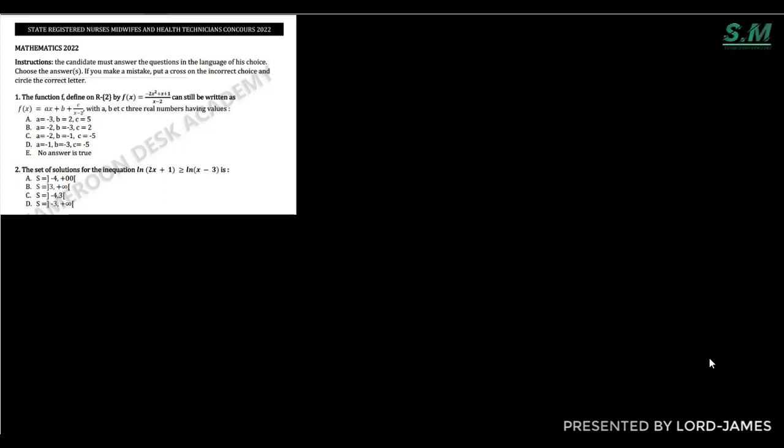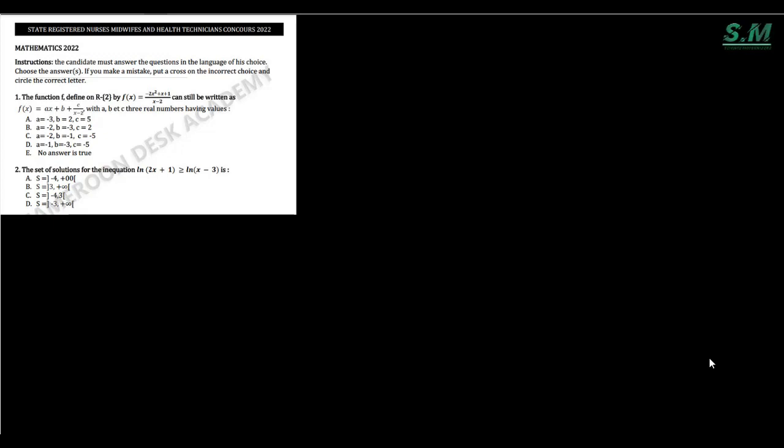Okay, so we are going to begin with the very first question, which says: the function f defined on R different from 2 by f of x is equal to negative 2x squared plus x plus 1 divided by x minus 2 can still be written as f of x is equal to ax plus b plus c divided by x minus 2, with a, b and c three real numbers having values a, b, c, d, e.